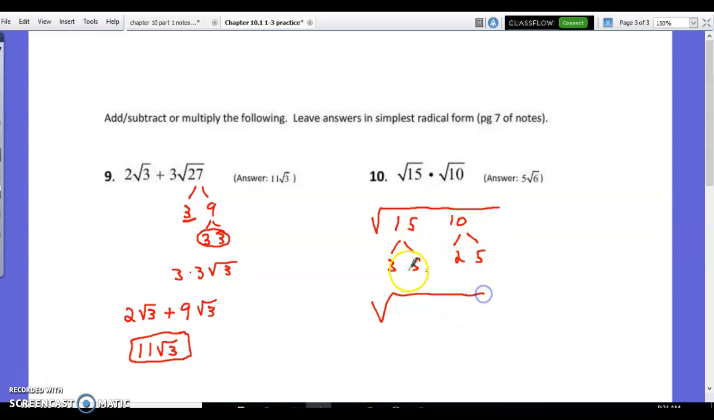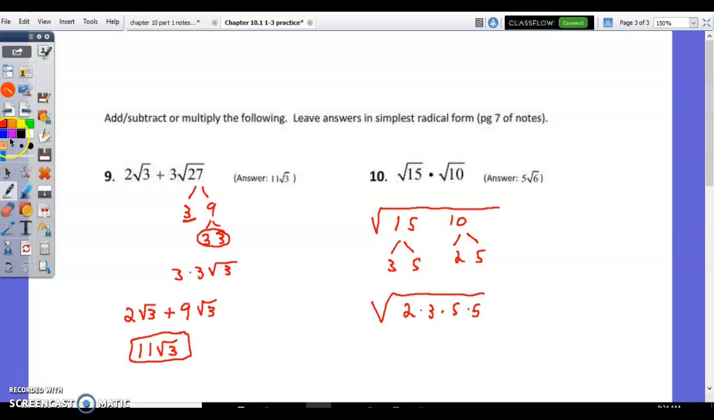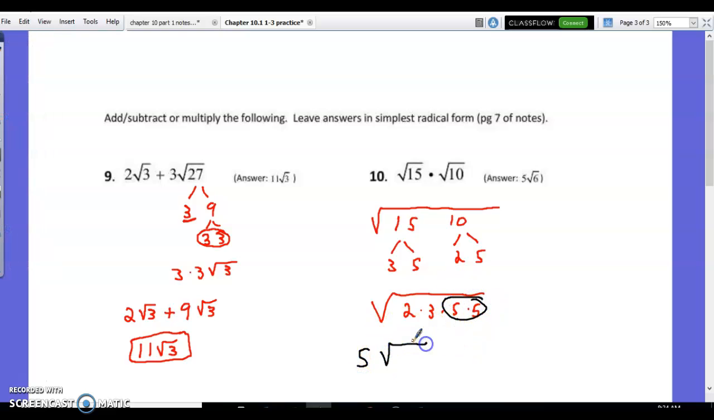So now we can write these in order. So I have a 2, 3, 5, 5, and I'm looking for my pairs. Here's a pair of 5s that comes out. What's left inside is a 2 and a 3, so 2 times 3 is 6.